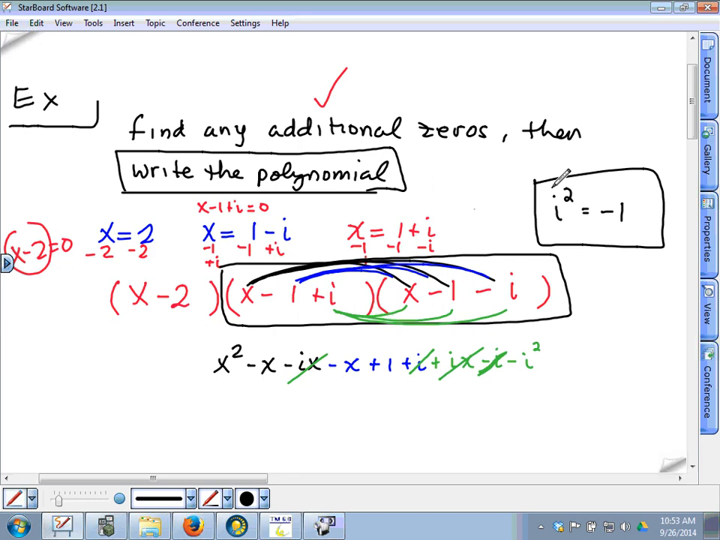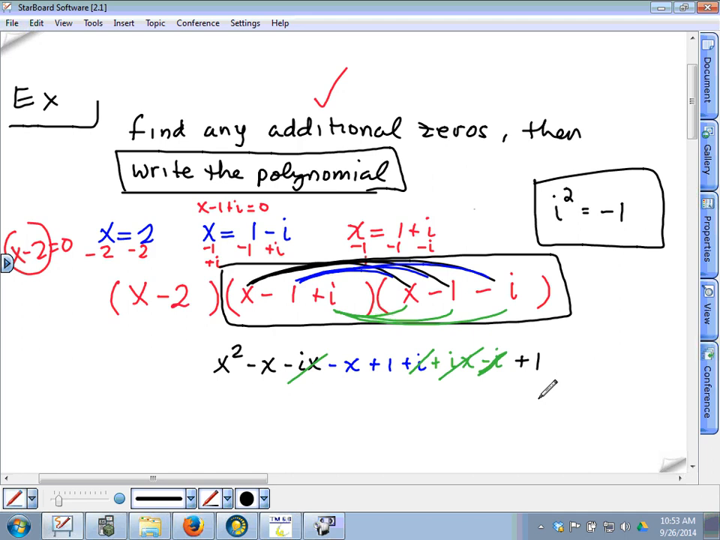Now listen carefully. You're subtracting i squared, so you're subtracting negative 1. So you're really adding 1. So you can even get rid of this negative i squared and put a plus 1 in its place. Minus i squared is the same as plus 1.